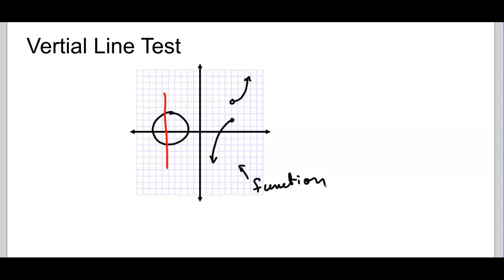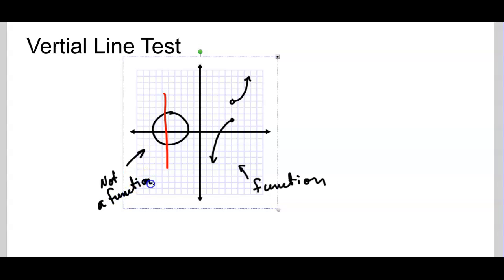You can draw a vertical line. It doesn't hit the open circle because it's an open circle, so it's okay. This is not a function. We already talked about that. Okay, but that idea of a vertical line test.